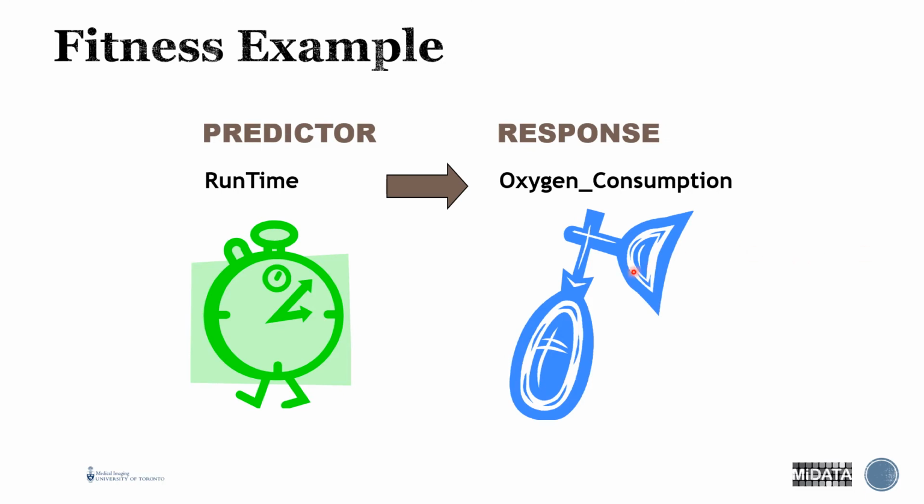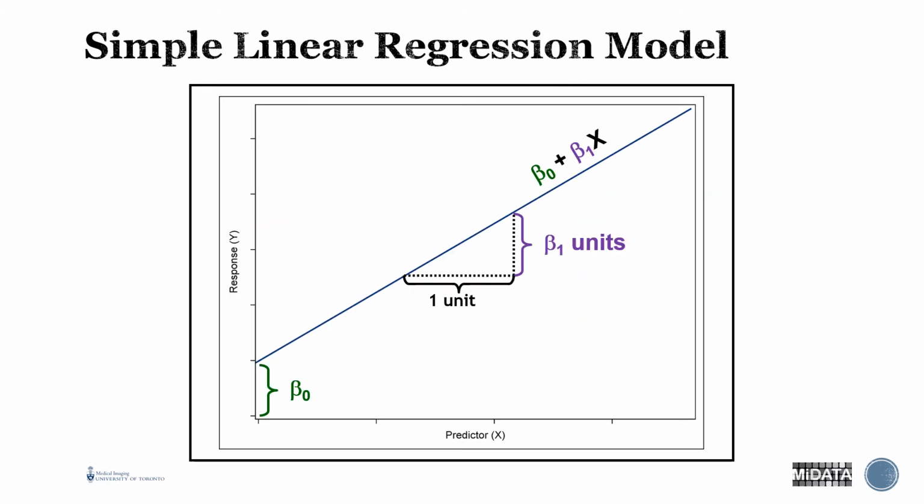Here's an example, of course. Let's say you have fitness and you have your predictor as runtime and your response is oxygen consumption. So if you were to graph your data, you're going to have your predictor on the x-axis, your outcome or response on the y-axis. You're going to obtain your line of best fit or your regression line on your graph. In this case, it is a positive relationship. The distance from your origin to the intersect with your y-axis is going to be your intercept, so beta naught in your equation. The equation for your line is going to be beta naught plus beta 1 x, which is your predictor. And the slope is going to be that for every unit increase in your predictor, you get a beta 1 increase in the units of your response.